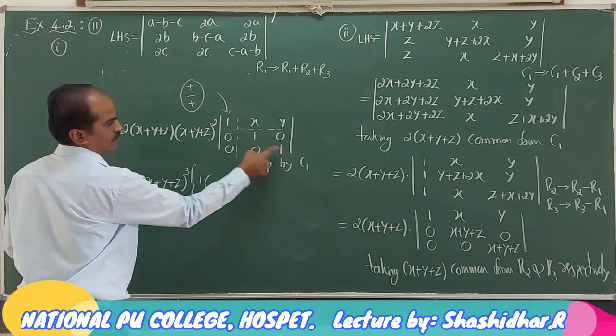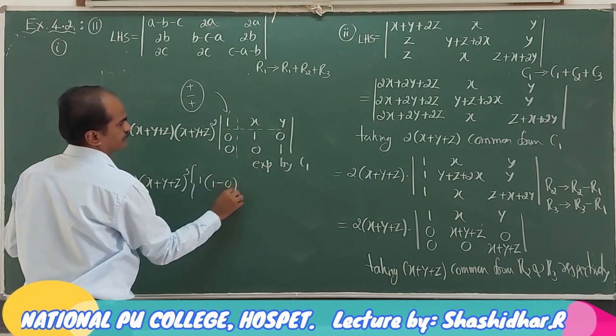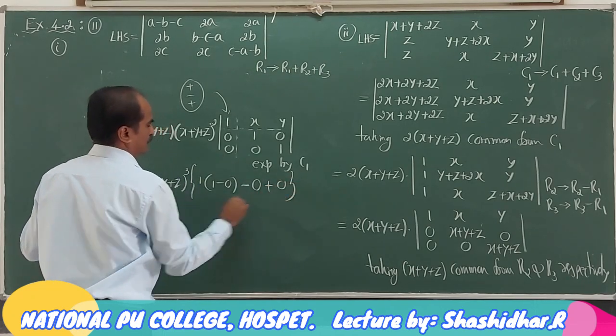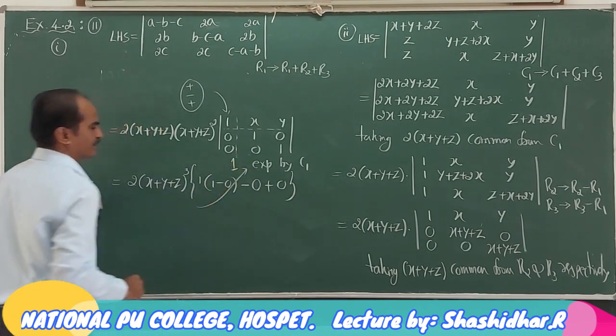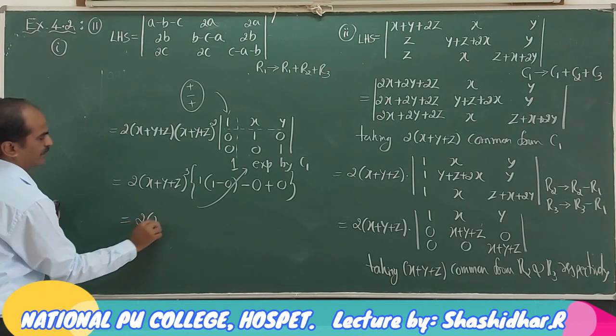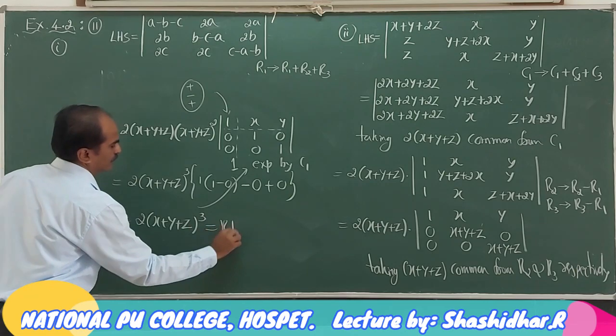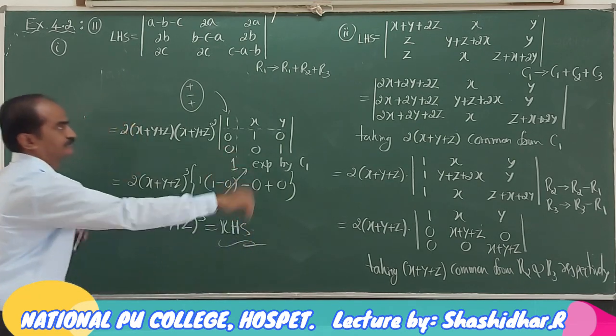For expanding by C1, the signs are plus, minus, plus. Plus 1 into, leave first row, first column, 1 minus 0. Next element 0. Next element in the first column 0. Again, the value of this determinant is 1. So in this way, we end up with 2 times x plus y plus z whole cube. That is our required RHS.